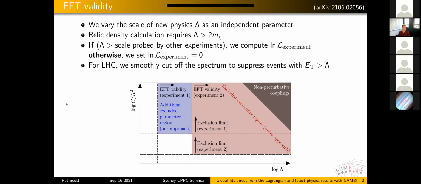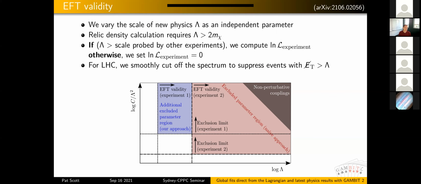So I said that we include this lambda, this scale of new physics, as an independent parameter. So we actually scan over that and sample it independently of the Wilson coefficients. If you want to maintain unitarity in the dark matter annihilation cross section without going into some additional mechanism for actually explicitly reunitarizing the theory, then you need to have lambda greater than twice the dark matter mass. So that gives you some more or less automatic constraint on the parameter space.